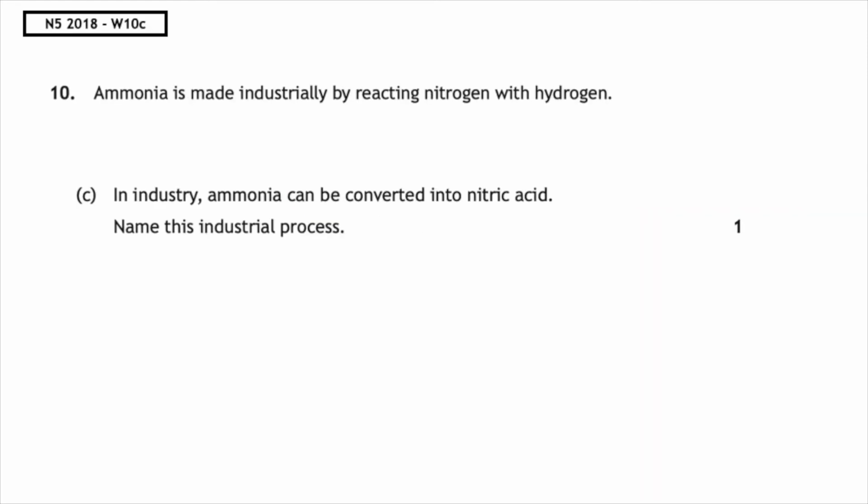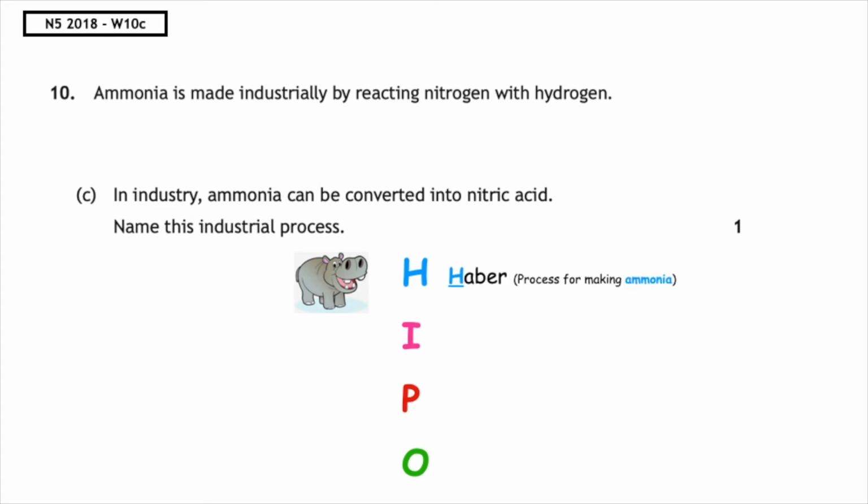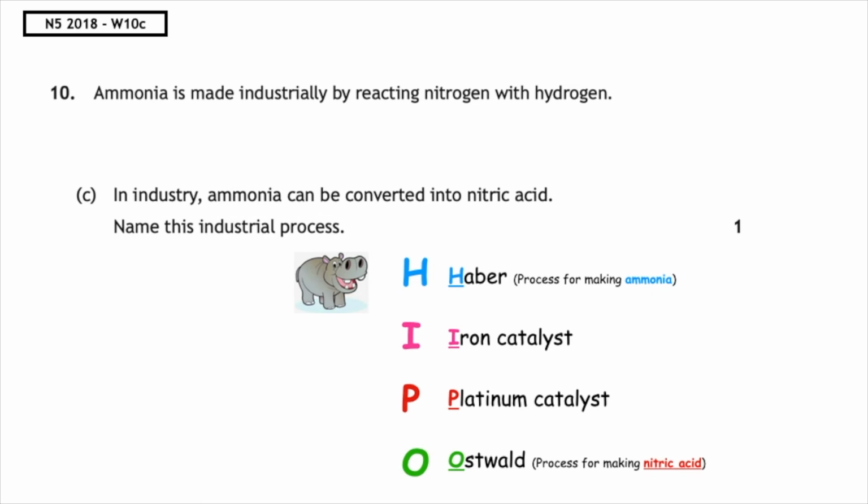This past paper question is from the National 5, 2018, written 10C. Ammonia is made industrially by reacting nitrogen with hydrogen. In industry, ammonia can be converted into nitric acid. Name this industrial process. Well, if the ammonia, which is in stage 1, is converted to nitric acid, that means we're looking at the second process, which is known as the Ostwald process.